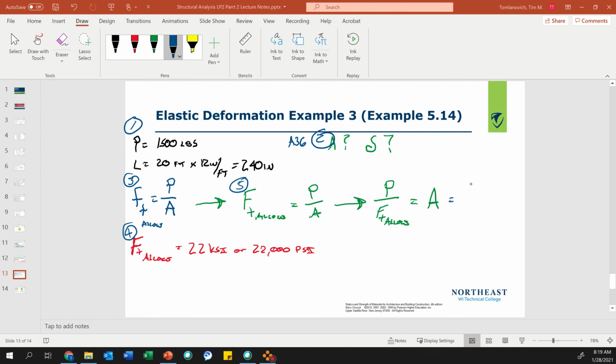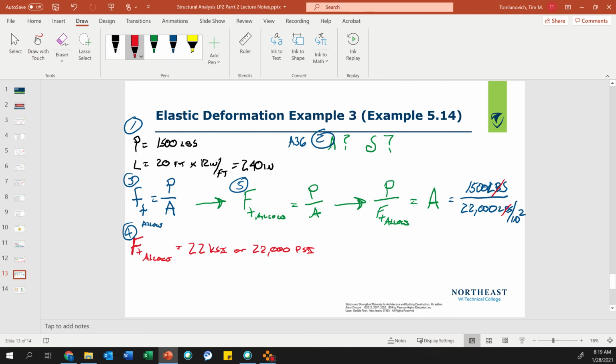Okay, so equals. Now we're going to solve for it. P is 1,500 pounds divided by 22,000 pounds per square inch. The pounds cancel out, and we're left with square inches, and that's an area term. So I'll do that calculation.